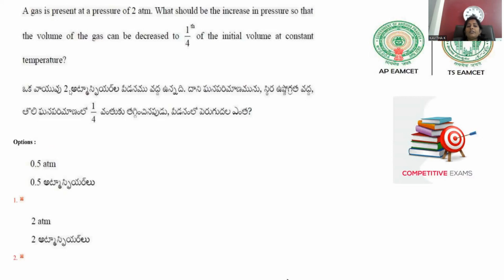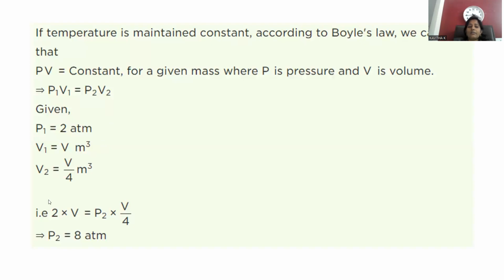Okay, initial pressure is 2 atmospheres. Initial volume is taken as V. After raising the pressure, that is P2, the volume decreased to 1 by 4th, V by 4. So if you apply the formula P1 V1 is equal to P2 V2, you can achieve the answer of 8 atmospheric pressure. This is the way the question can be answered. The entire derivation part is also provided. Hopefully it is clear to each and every one who is watching over here.